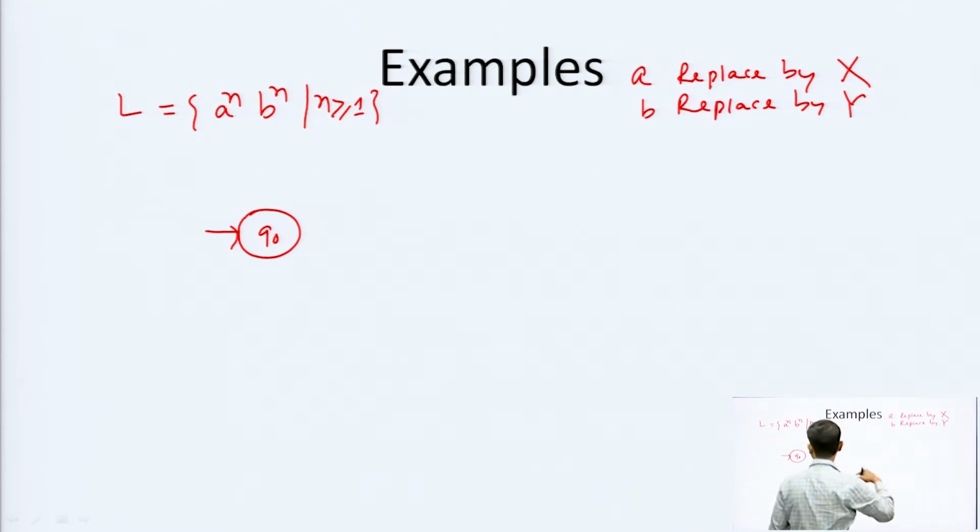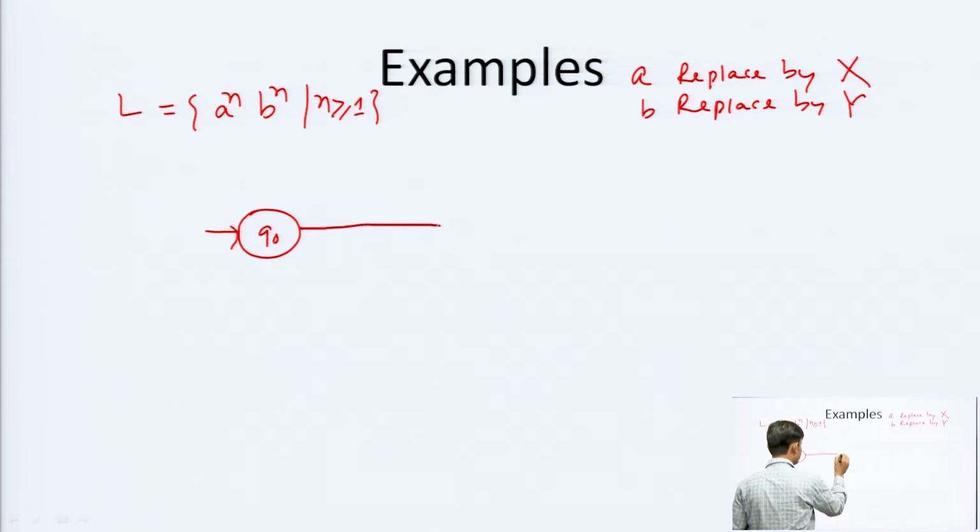So, what you have to do? Replace one A, then replace one B, again come back to the initial state, replace again one A, then replace one B, like that you can do equal number of A, equal number of B. So, what is the concept here?